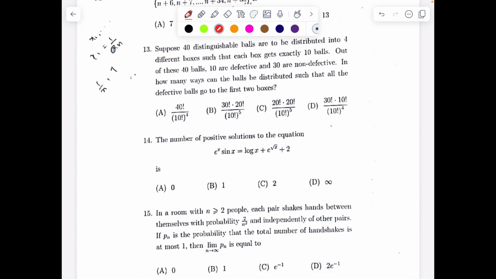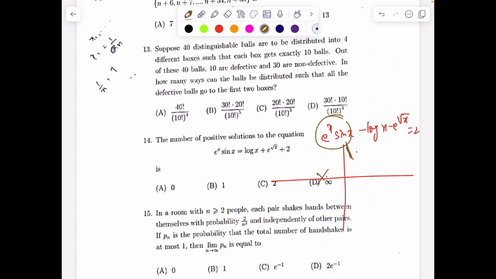There was in fact one more beautiful problem from the objective, which let me quickly go through. It was very beautiful because e to the power x sin x is equal to log x plus e to the power root x plus 2, and they want the number of solutions. So what I can think of is e to the power x sin x minus log x minus e to the power root x equals something. As x tends to 0, this quantity will die, and that term will go to infinity, minus 1 something. That you can't define in negative, so that's good.